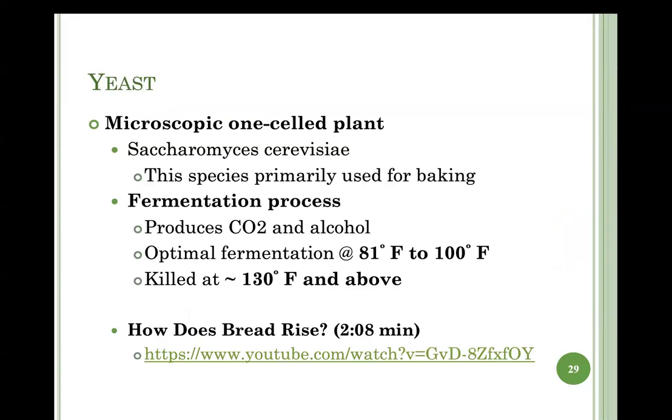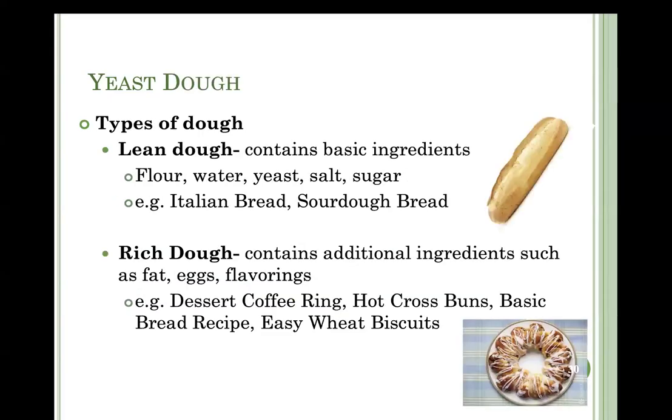So it does produce CO2 or carbon dioxide and alcohol. Alcohol is typically produced when there's no oxygen available. And the optimal fermentation temperature is from 81 degrees to 100 degrees. Anything hotter than that or around 130 will kill it. If it's too hot for you, it's too hot for the yeast. You want to remember that.